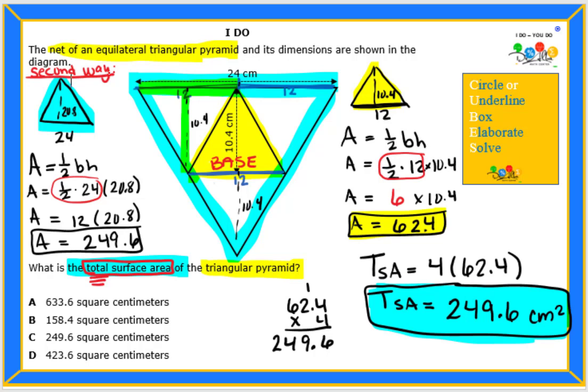So with our question, what is the total surface area of the triangular pyramid? If I look at my answers, the one that matches my answer is C, 249.6. So the total surface area for this triangular pyramid is C, 249.6 square centimeters.